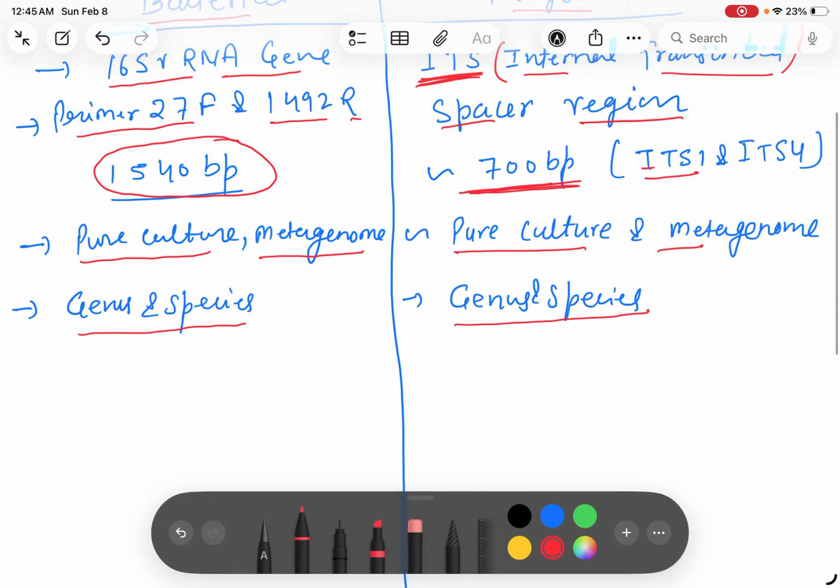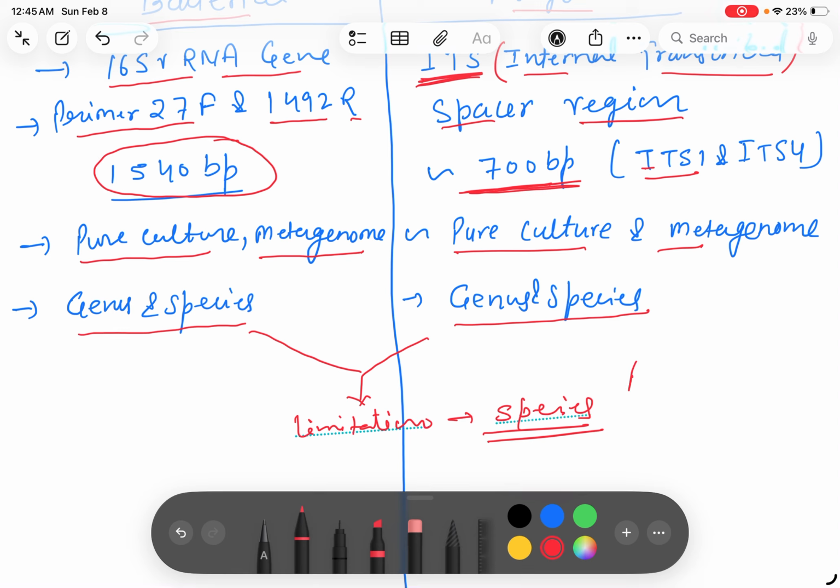However, there are some drawbacks to both of these methods. So what is that drawback? Both of these methods have limitations, and they cannot differentiate some of the species. For example, this is species A and this is species B, and both share the same 16S rRNA gene, or ITS gene for fungi.